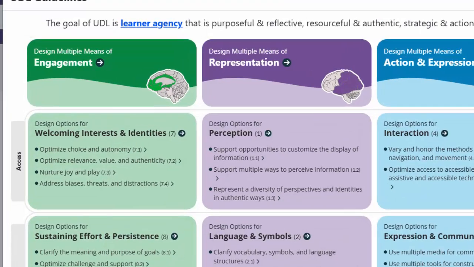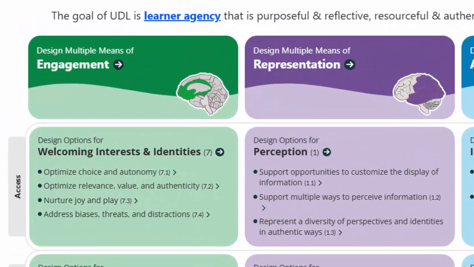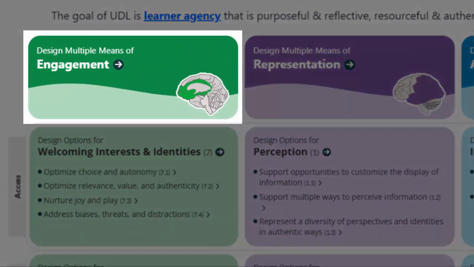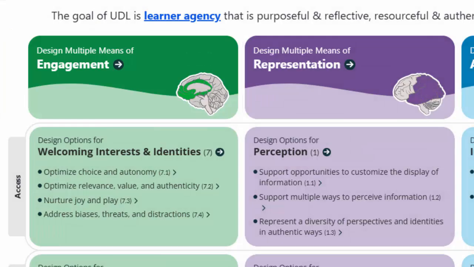The first principle calls for educators to design multiple means of engagement to ensure that we tap into the motivations and experiences of all our learners and get them interested in what we are teaching. We can think about this principle as being all about the why of learning. Why do our learners come to our programs, and how can we ensure they connect with their peers and stay motivated enough to complete our courses?